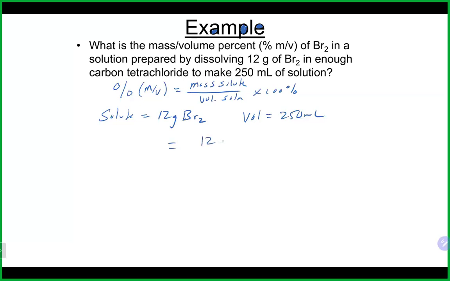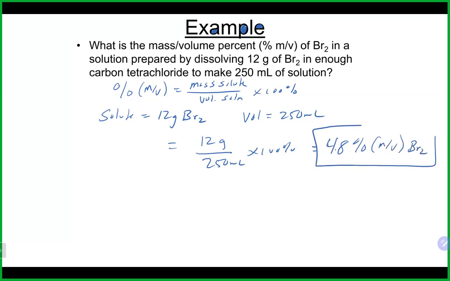So 12 grams divided by 250 milliliters times 100%, going to get us 4.8%. And again, you could leave this as mass to volume bromine if you like. And again, you don't have to worry too much about the units canceling out. In this case, you could leave your answer as a percentage. First off, any questions on the calculation? Yes, sir.